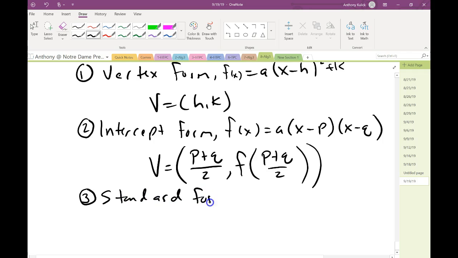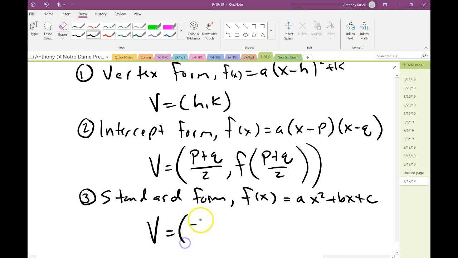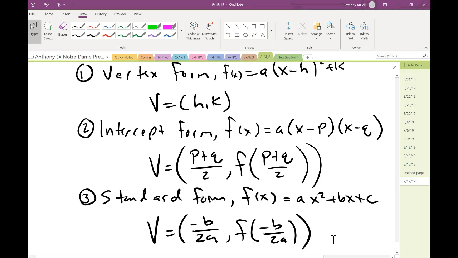And then the last situation is if it's in standard form. In standard form, the x-coordinate of the vertex is negative b over 2a. And to find the y-coordinate, we're going to do the same thing as we did before. We're going to take that value for x and plug it back into our function to find the y-coordinate.